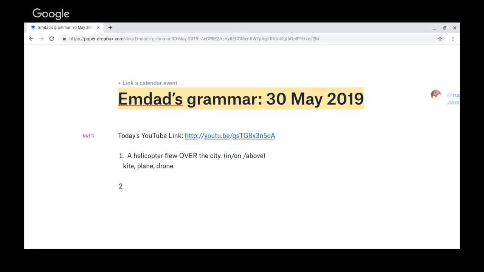Have you ever come across a word called introverts and extroverts? Then what is introverts and what is extroverts?